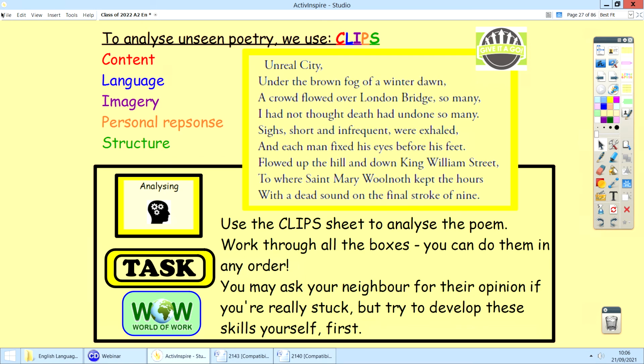Your personal response, how does the writer want the reader to feel or think? What's the reader supposed to understand after having read the poem? What is the point of writing the poem? What message is the writer trying to convey?